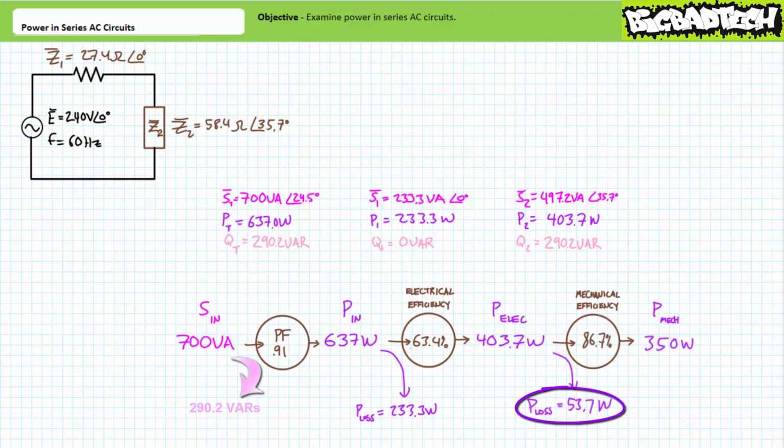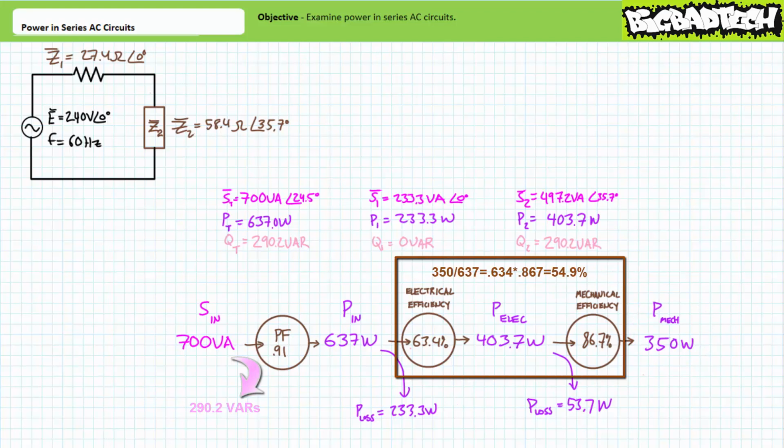Let's say inefficiencies in the gearbox driven by the motor rob an additional 53.7 watts from this system, meaning of the incoming 403.7 watts of electrical power, only 350 watts results in actual intended mechanical work. This system would have a mechanical efficiency of roughly 86.7%.